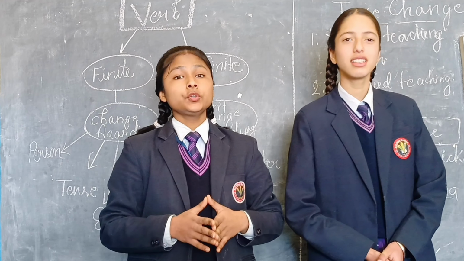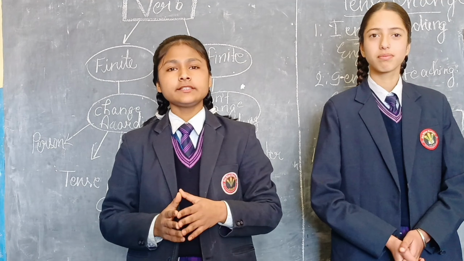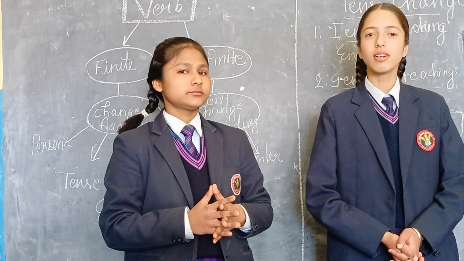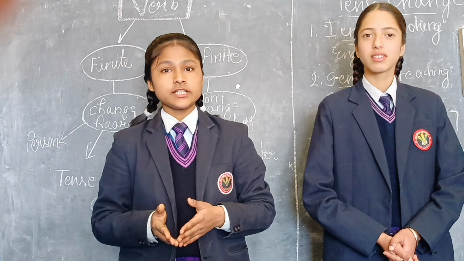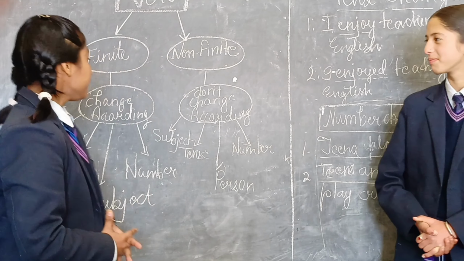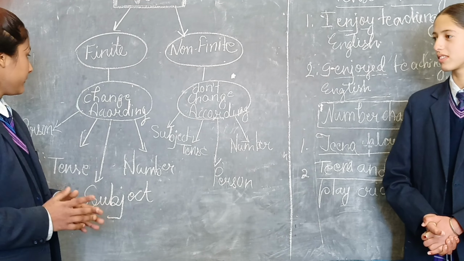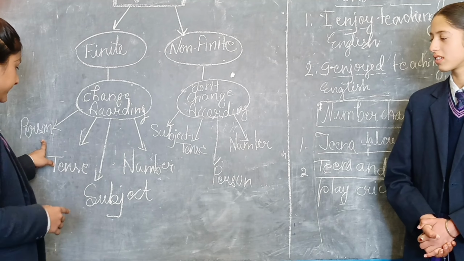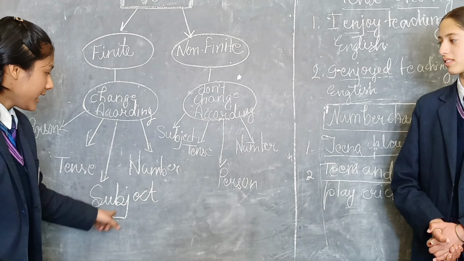Hello everyone, today we are going to present two parts of verbs. First of all, we will understand what is a verb, then parts of verb. Then we will present some examples of finite and non-finite verb. What is a finite verb? Finite verbs are those verbs which change according to person, tense, subject and number.